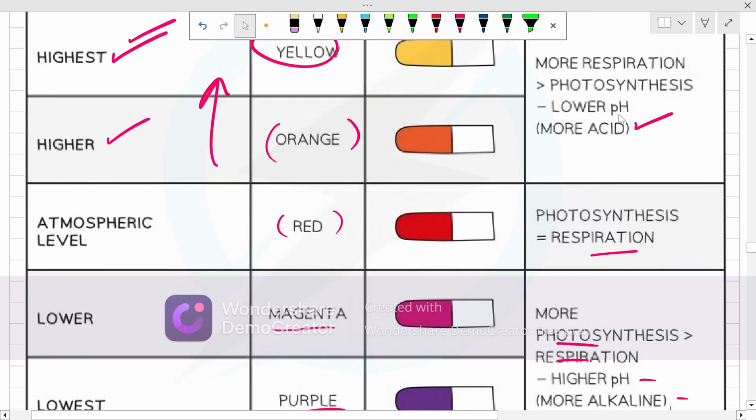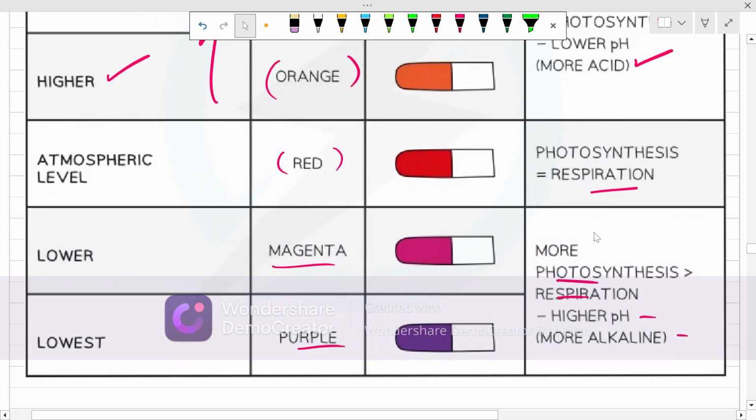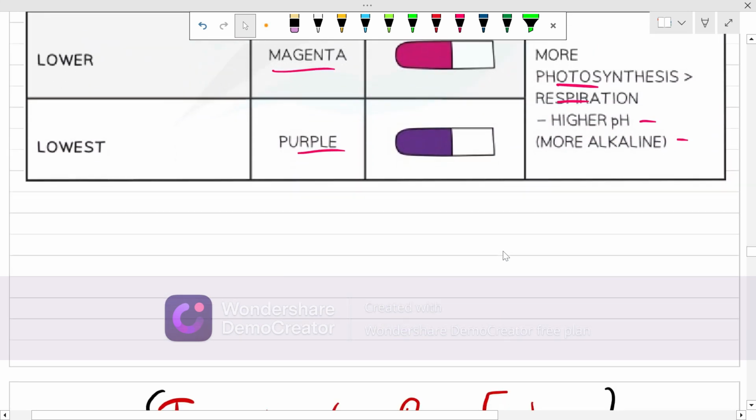So in acidic conditions, where there's a low pH, respiration is greater than photosynthesis, and the color is yellow or orange. In alkaline conditions, which is high pH, photosynthesis is greater than respiration, and the color is magenta and purple. At atmospheric level, where photosynthesis is equal to respiration, the color is red.